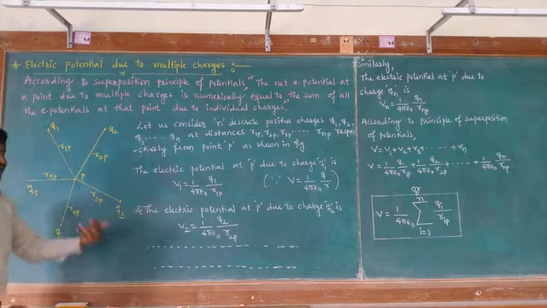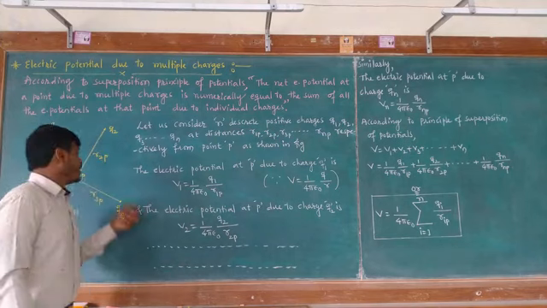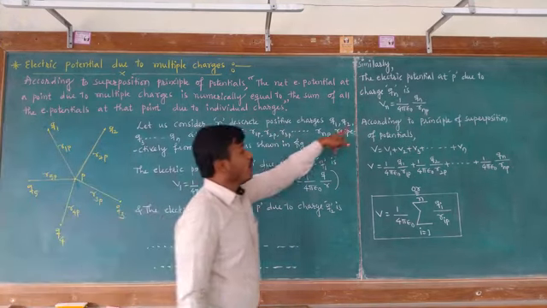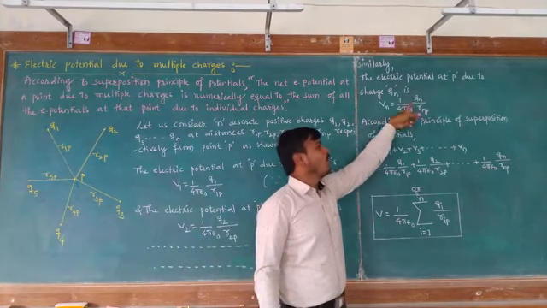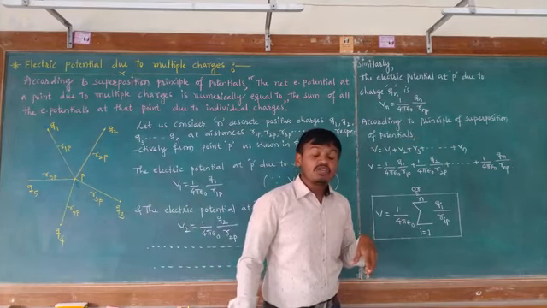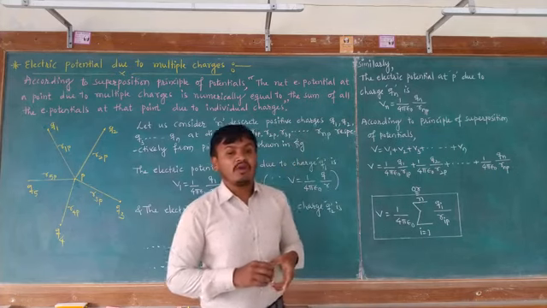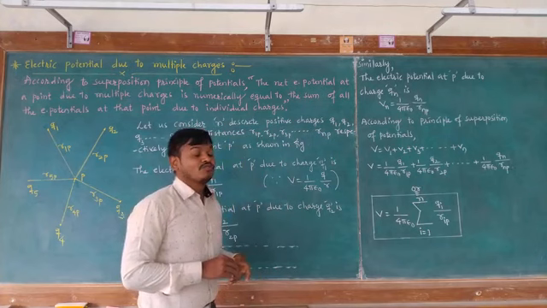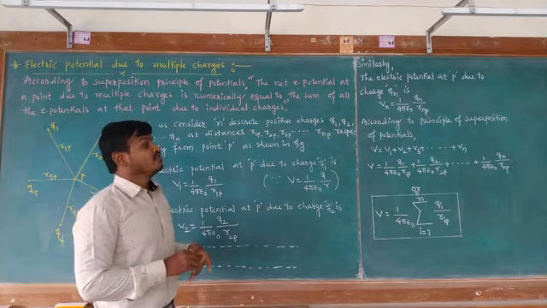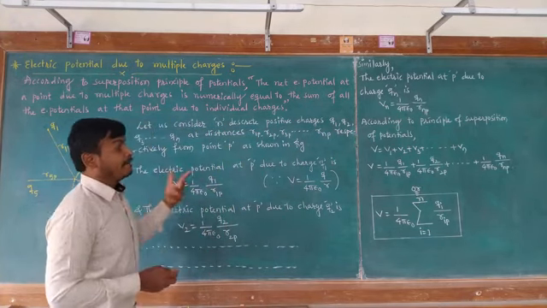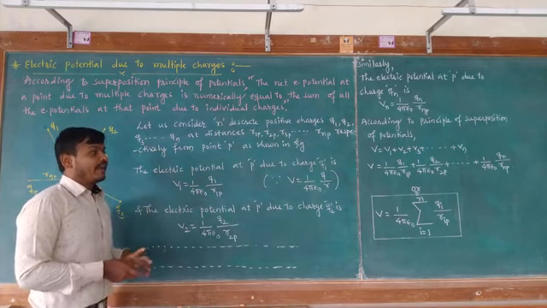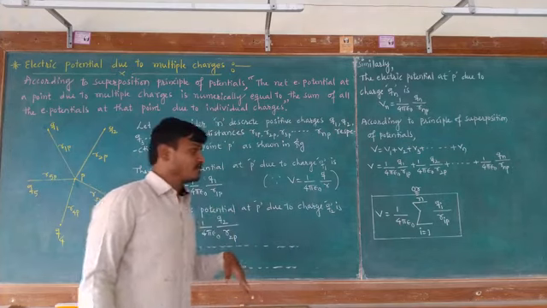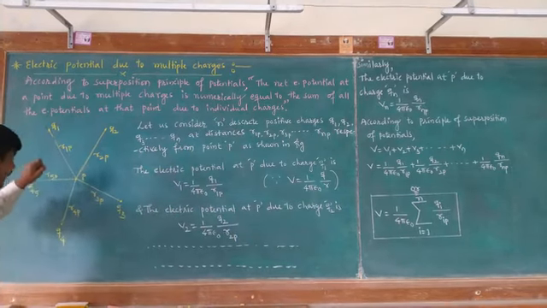Therefore, similarly, the electric potential at a point P due to charge Qn is given by Vn is equal to 1 upon 4 pi epsilon naught Qn divided by RnP, where Qn is the charge used to calculate the electric potential at point P, RnP is the distance of separation between charge Qn and point P, and epsilon naught is the free space permittivity.